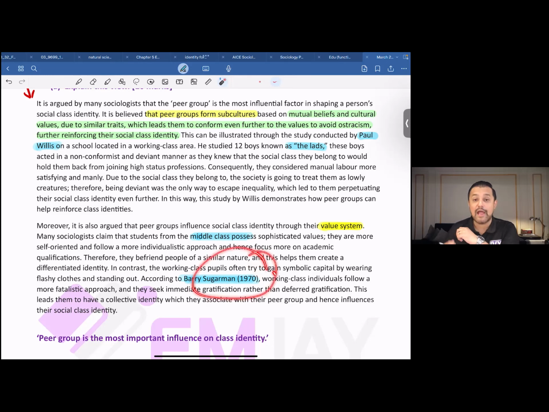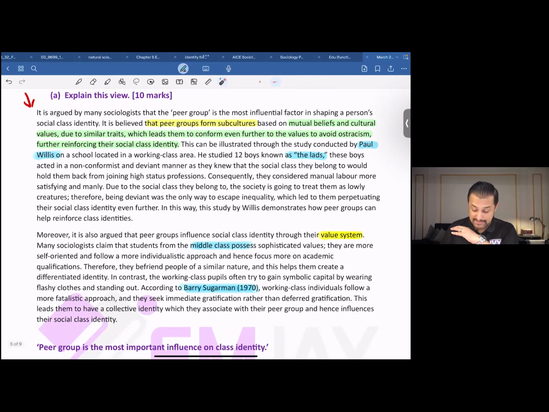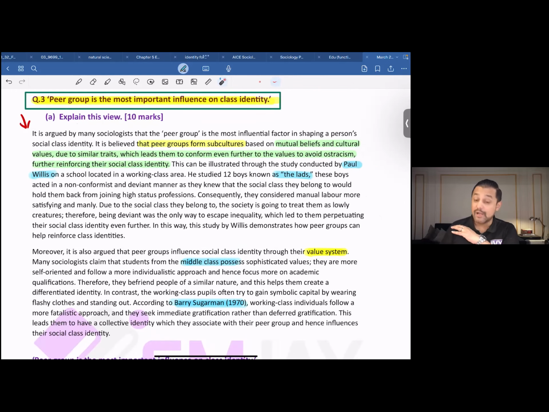According to Sugarman, the attitude that individuals carry, the value system that they're a part of, determines the outlook or the view or the opinion that they hold about the education system, which would eventually determine what social class they'd end up being a part of.